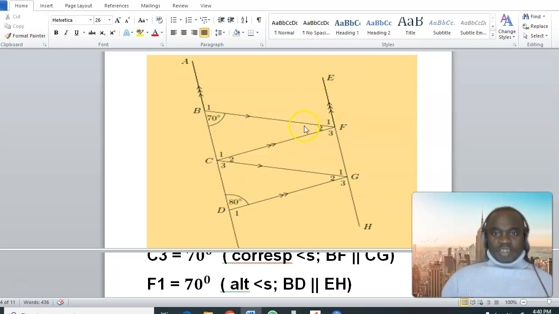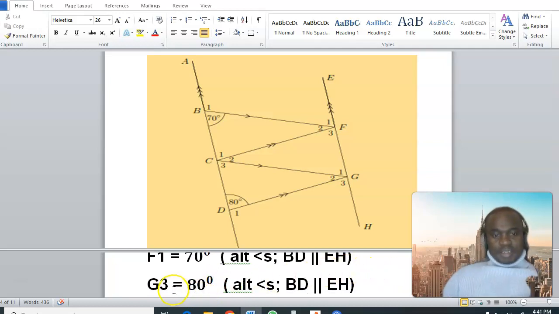So F1, which is this one, is equal to 70. Alternate, F1 is equal to 70. That's alternate angle. BD is parallel to EH. You can also say AD is parallel to EH. They lie on the same line. Somebody can also say AD is parallel to FH. It's the same. Another can say BC is parallel to FG. Alright, all of them are correct.